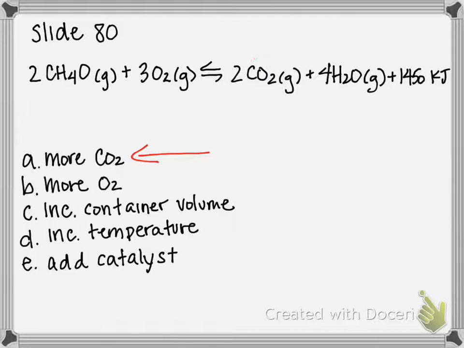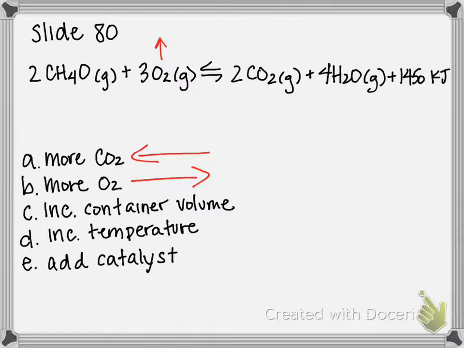For oxygen, oxygen is a reactant, and if we add more of it, this is for part B, if we add more O2, the reaction is going to want to shift away from that, so it's actually going to shift to the right towards the products.